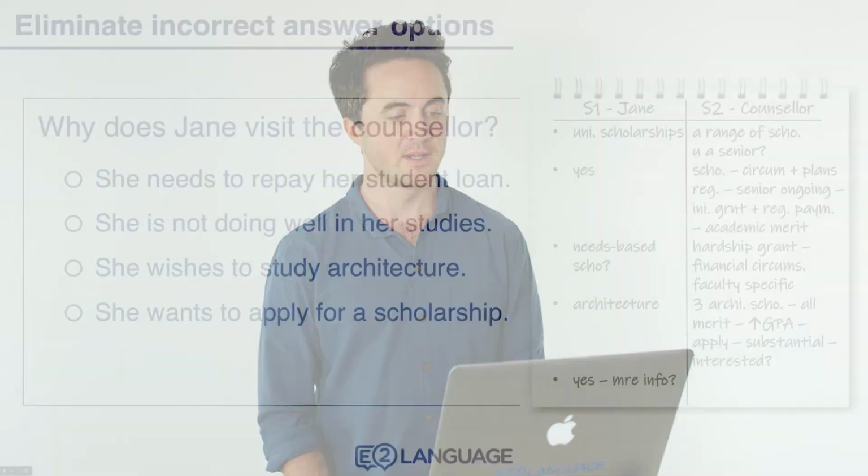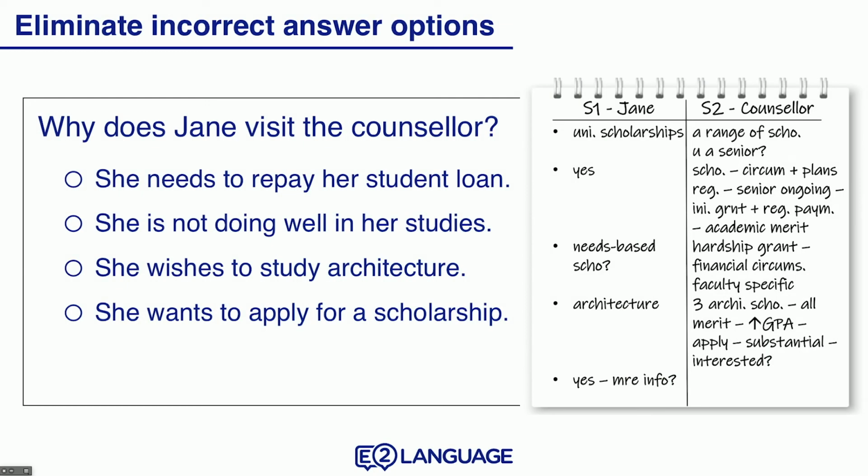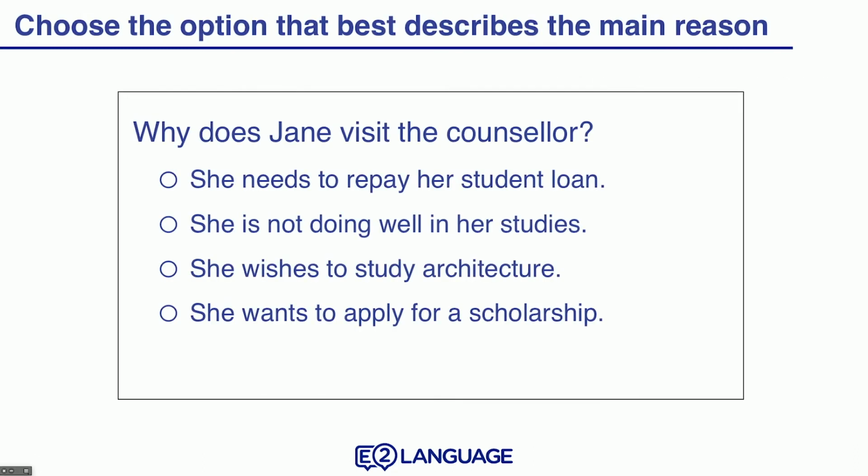Okay, now let's eliminate incorrect answer options. So, why does Jane visit the counselor? She needs to repay her student loan. No, that was not the reason why. She's not doing well in her studies. No, that's not the reason why. She wishes to study architecture. No, that's not the reason why she visited the counselor. Now we're going to choose the option that best describes the main reason, which is that she wants to apply for a scholarship.